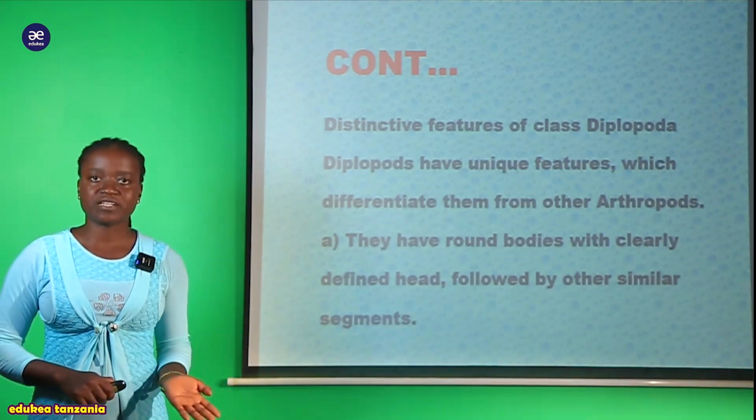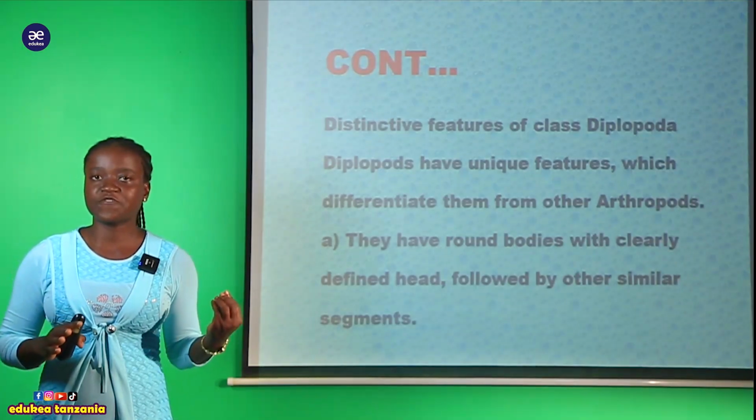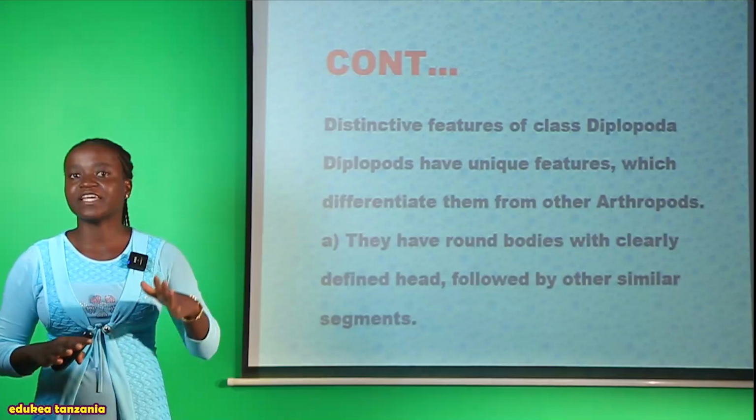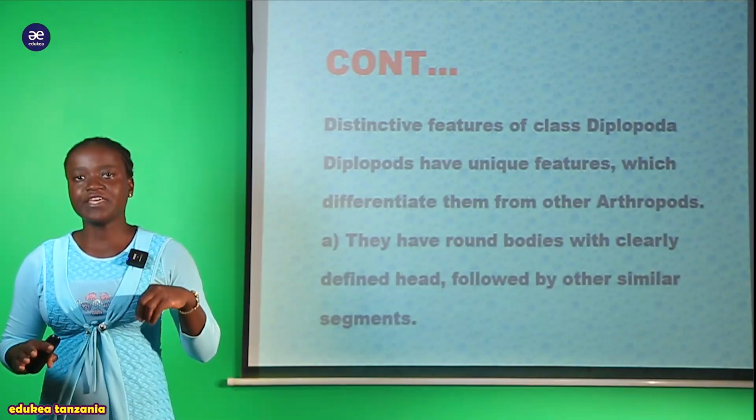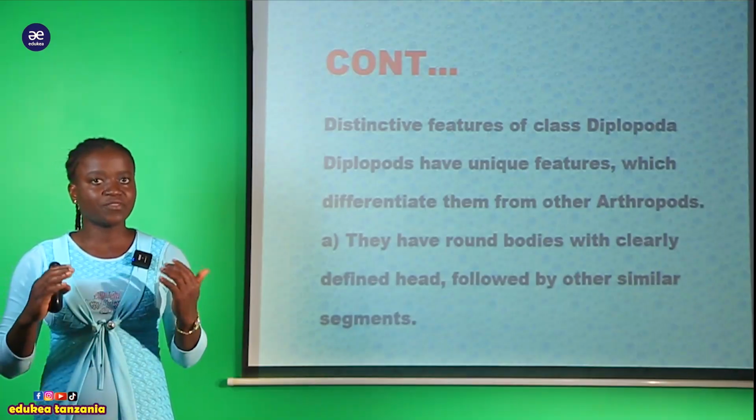So these features, you cannot find them in the class Insecta. You cannot find these features in the class Chilopoda and the rest of the classes, but only in the class Diplopoda are all of these features found. So what are those features now?